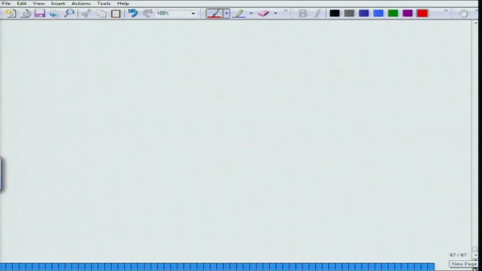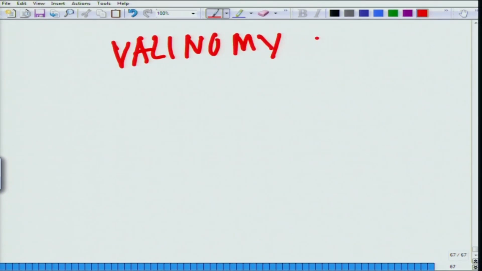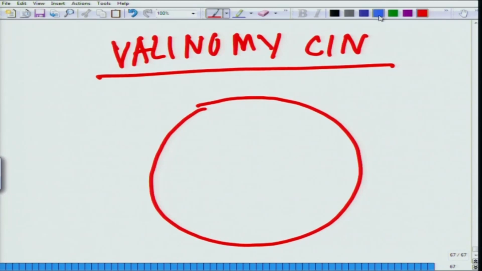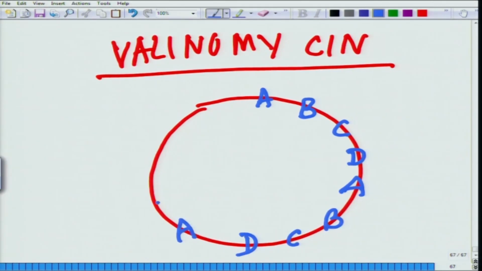One of them is valinomycin. This is another cyclic molecule. It is something like this. Let me put all the residues, and then I will tell you A, B, C, D, and this A, B, C, D stands for different residues. I am going to come to that. A, B, C, D, A, B, C, D, A, B, C, D. So, in total there are 1, 2, 3, 4, 5, 6, 7, 8, 9, 10, 11, 12.